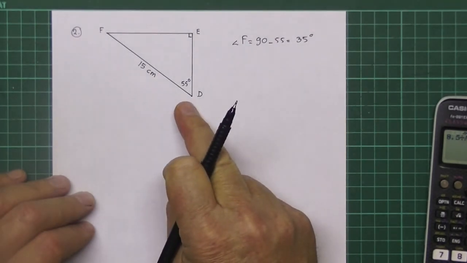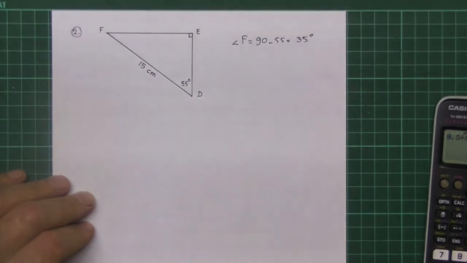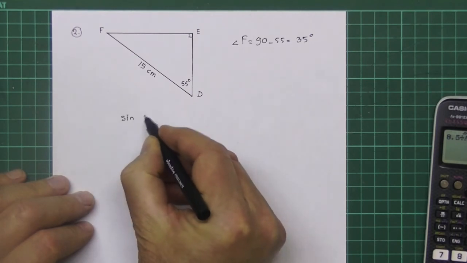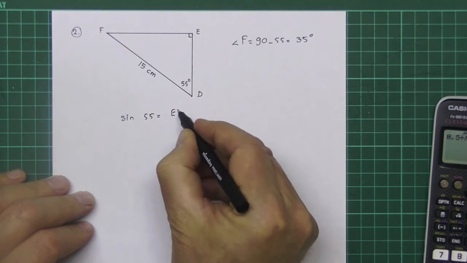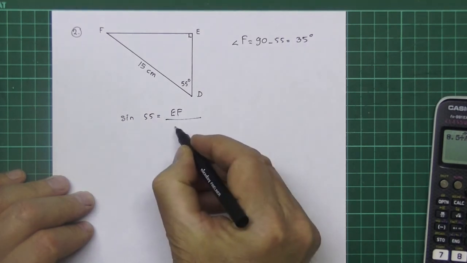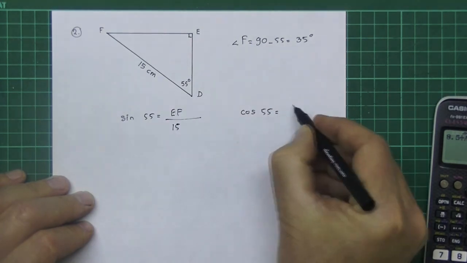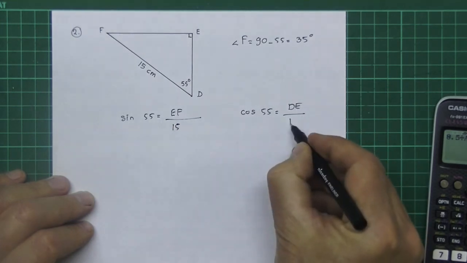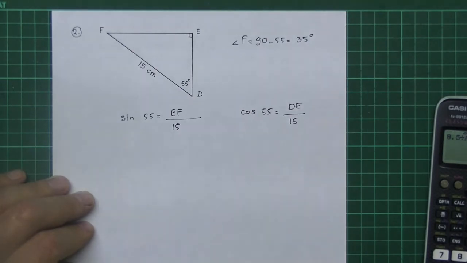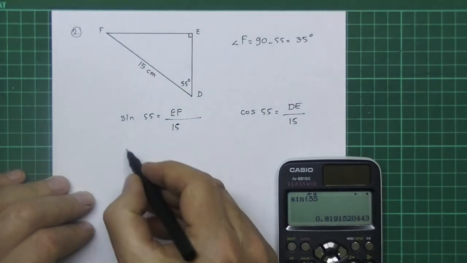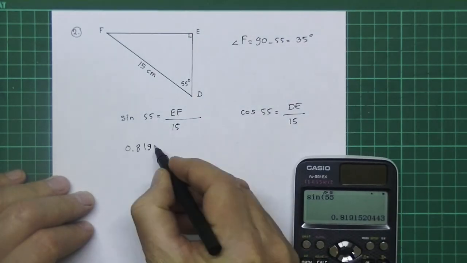We have the hypotenuse, so there's two things we can use. We can use the sine and the cosine. And that's good because with sine I get EF and with the cosine I get DE. So we'll set both of them. The sine of 55 equals EF, that's the opposite of D, over 15, that's the hypotenuse. And the cosine of 55 is the adjacent, that is DE, over the hypotenuse, which is 15 centimeters. The units will come later. So the sine of 55 equals 0.8192 equals EF over 15.